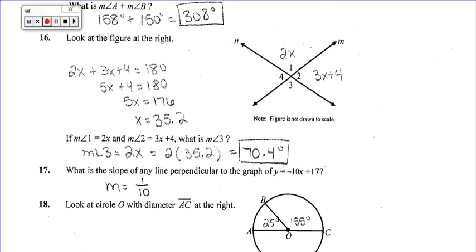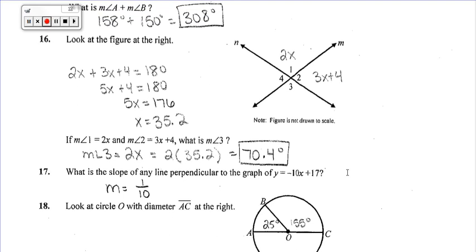Okay, for number 16. So we first have that angle 1 is 2x, angle 2 is 3x plus 4. The relationship between those two is that they form a linear pair. So the equation that I would write is angle 1 plus angle 2 is equal to 180. So we have 2x plus 3x plus 4 equals 180. Solve for x and we get x equals 35.2.